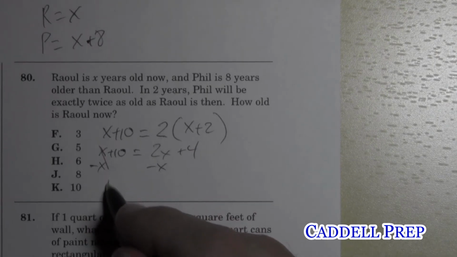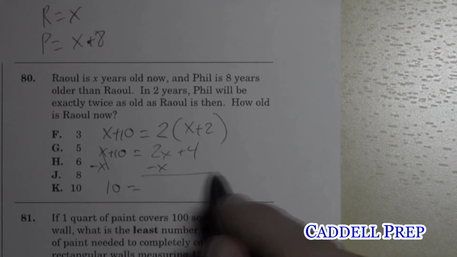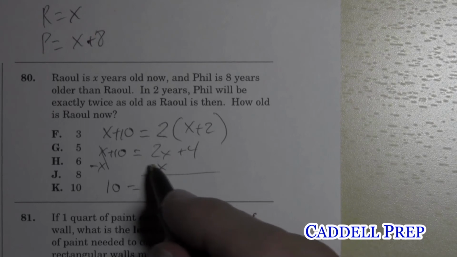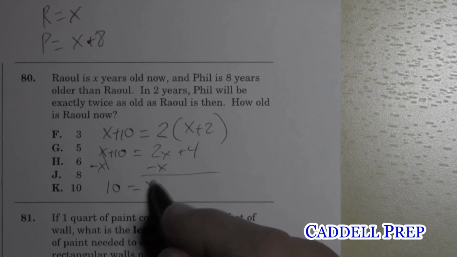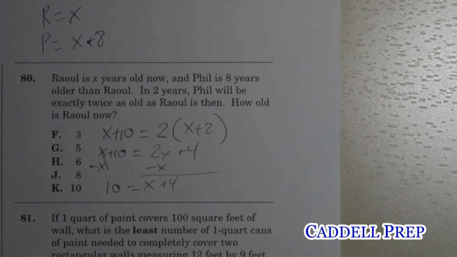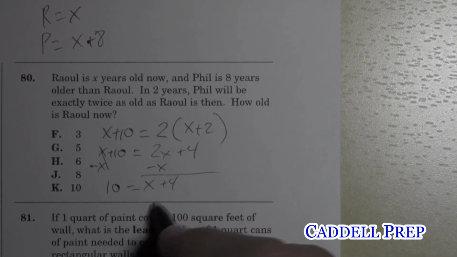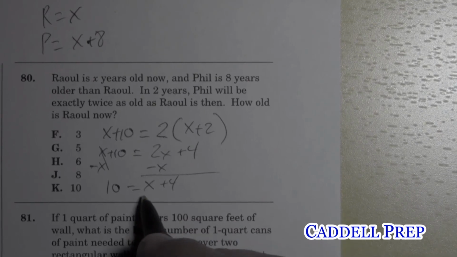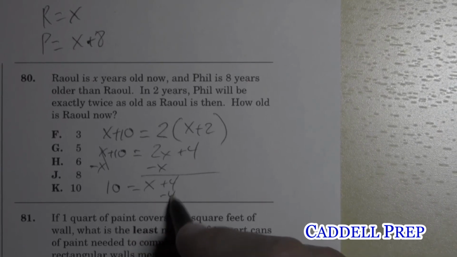This cancels, I'm left with 10 here. On this side I have 2X minus 1X, which is just X, and then also the plus 4. So now to get X by itself, I have to get rid of this 4, so I'm going to subtract 4 on both sides.